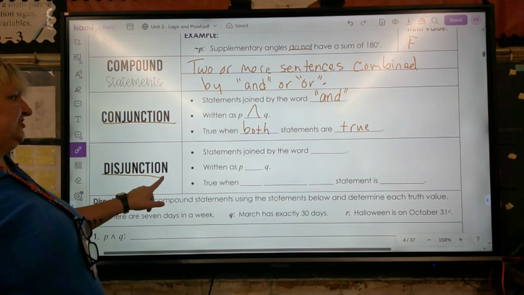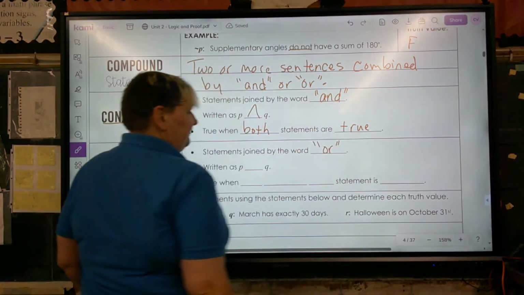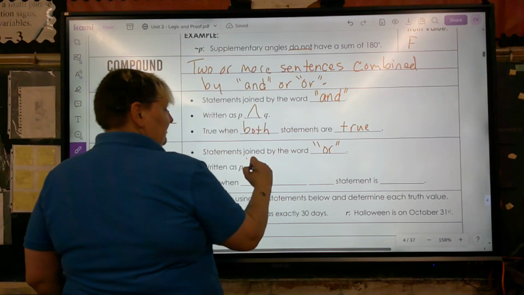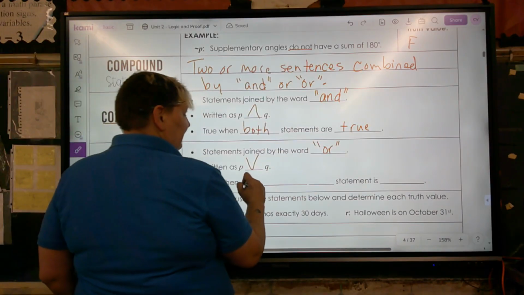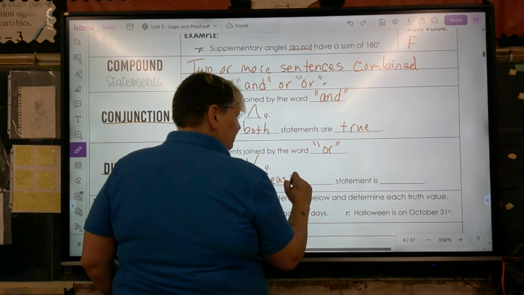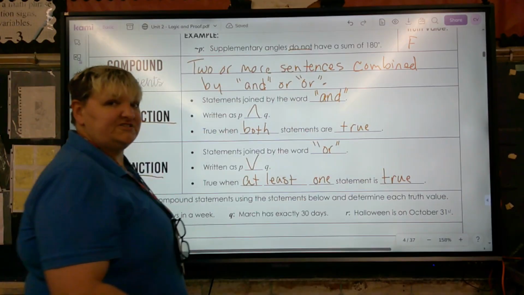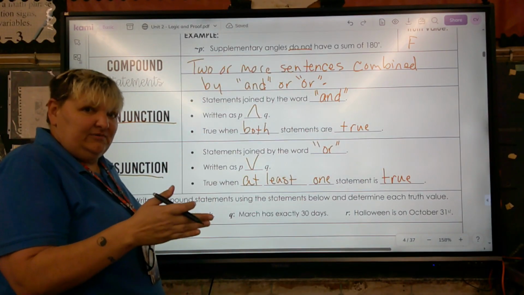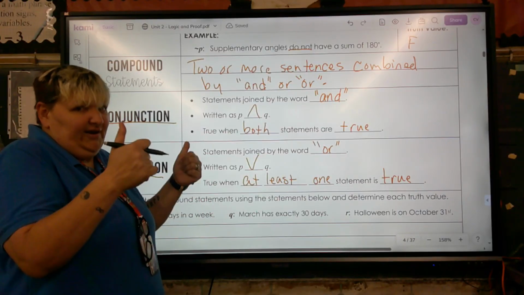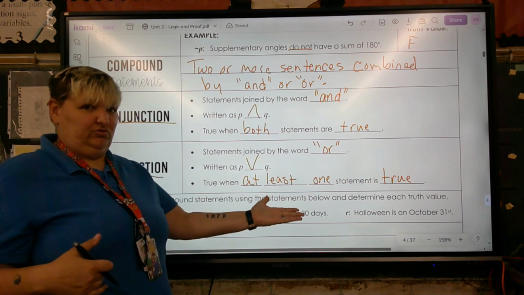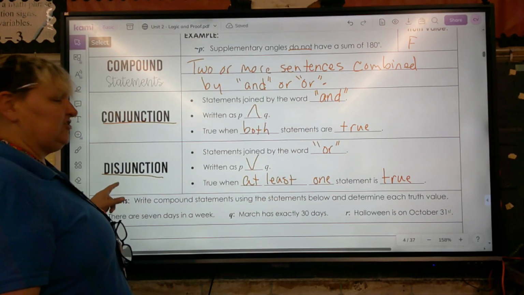The other is a disjunction. Statements joined by the word or, written as P or Q, true when at least one statement is true. When you're dealing with or statements, either statement can be true and the whole thing is true. Both of them can be true, great, but at least one of them has to be true to make the whole sentence true. And this is called a disjunction.